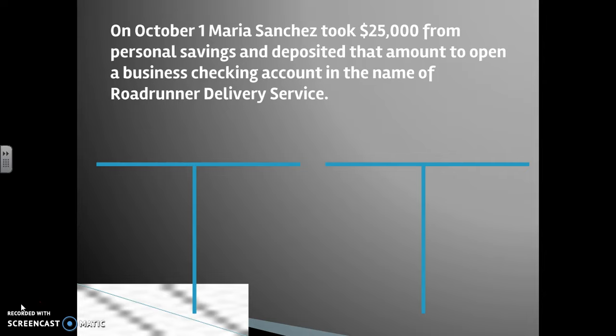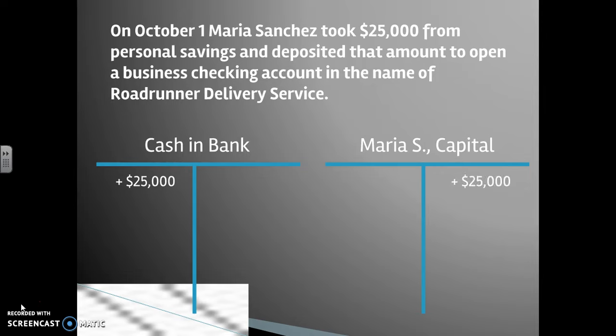On October 1, Maria Sanchez took $25,000 from personal savings and deposited that amount to open a business checking account in the name of Roadrunner Delivery Service. The first thing that you want to do is determine the account that is going to be debited. The account that is going to be debited should always be listed first on the left-hand side. So in this case, we are going to debit cash for $25,000, and we would credit Maria S. Capital for $25,000. Notice how both accounts are going to increase in value. The asset debit $25,000, the owner's equity credit $25,000.